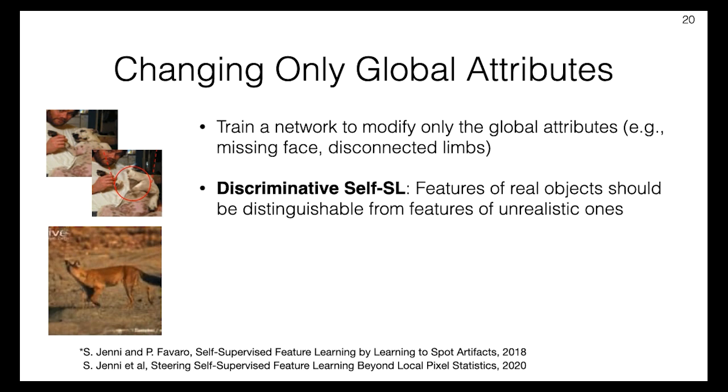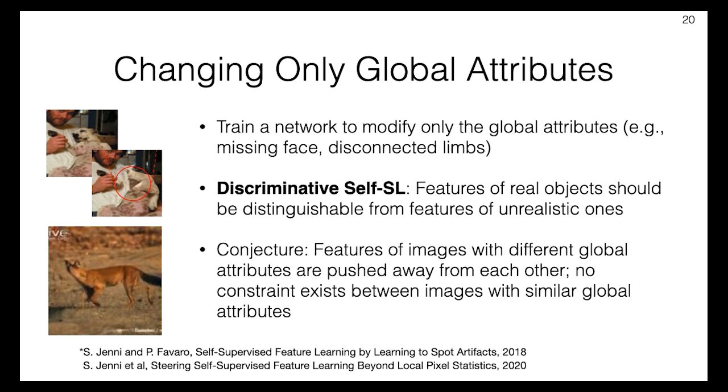These approaches also are discriminative self-supervised learning methods, as they only define when features of real and transformed images should be different. In principle, all features of real images should move towards each other as they are all mapped to the same class.